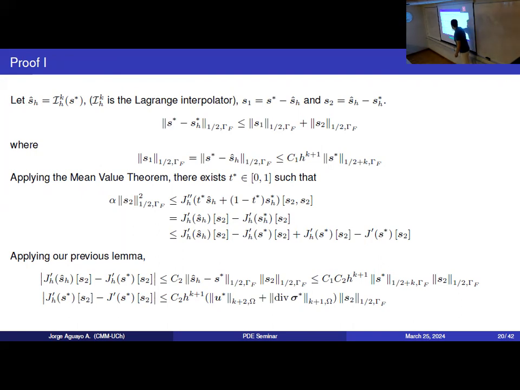This term is equal to 0. This term is just a copy of this one. And this one is also equal to 0. Both this and this are bounded by the previous lemma. That's the trick.